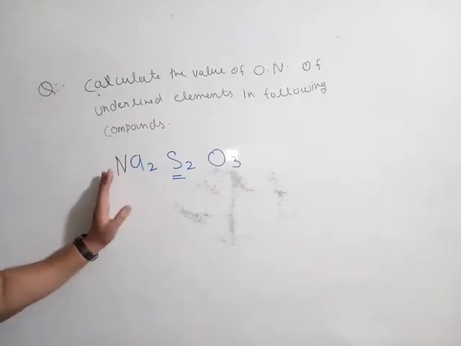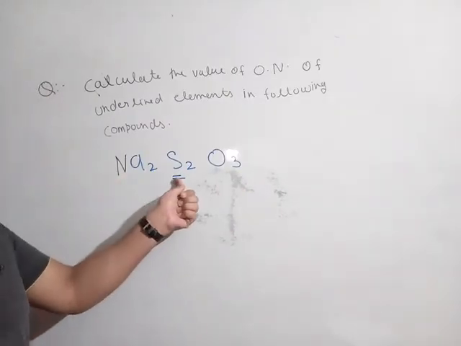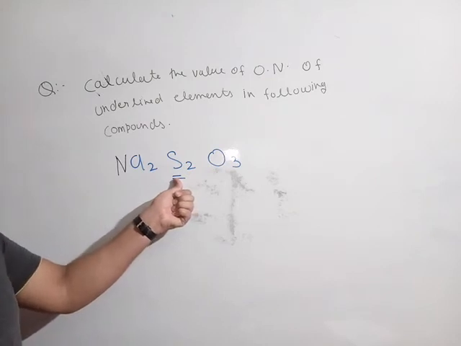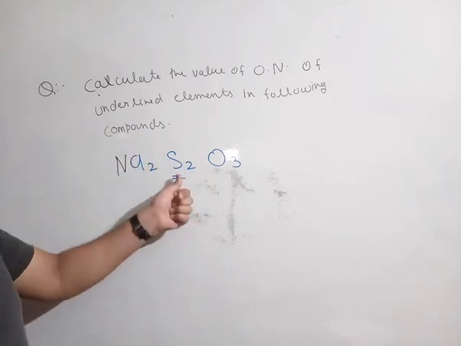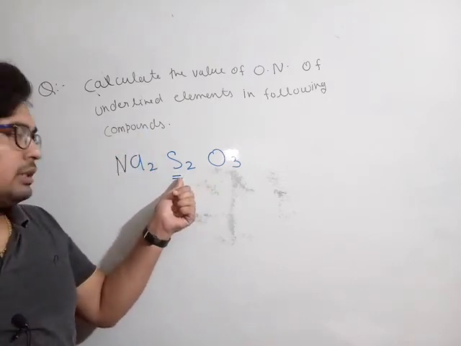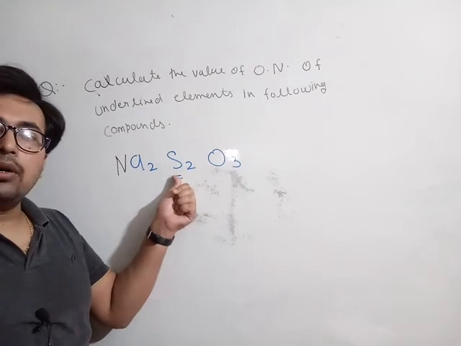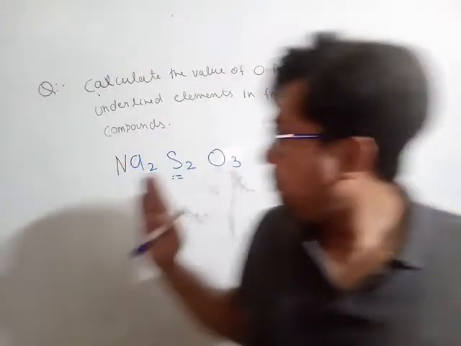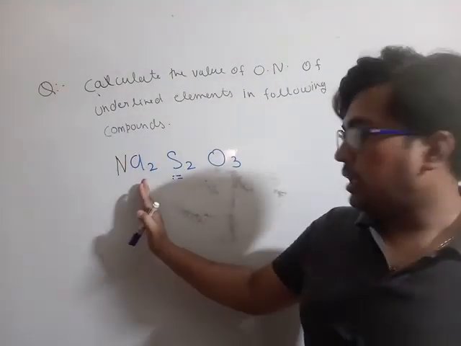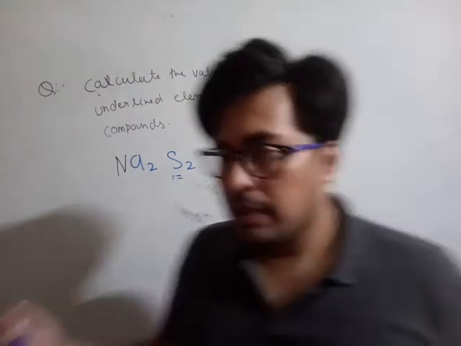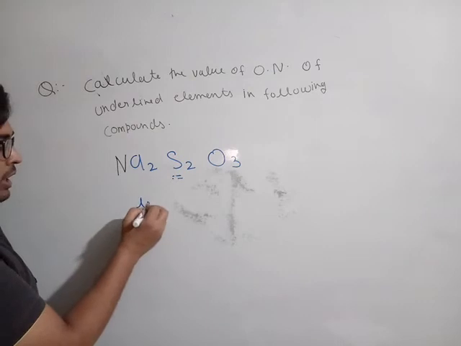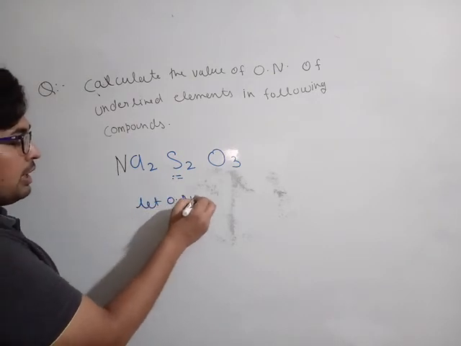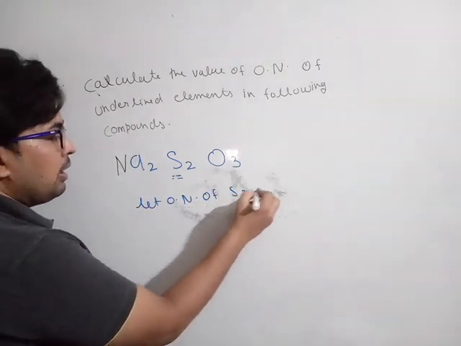As you can see here, in the rules we don't have a fixed value for sulfur, so we have to calculate it by some method. What is the oxidation number? It is electron transfer, real or imaginary, per atom. It is a per atom electron transfer. It may be real or it may be imaginary, so we don't know. So here, let the oxidation number of S be equal to x.